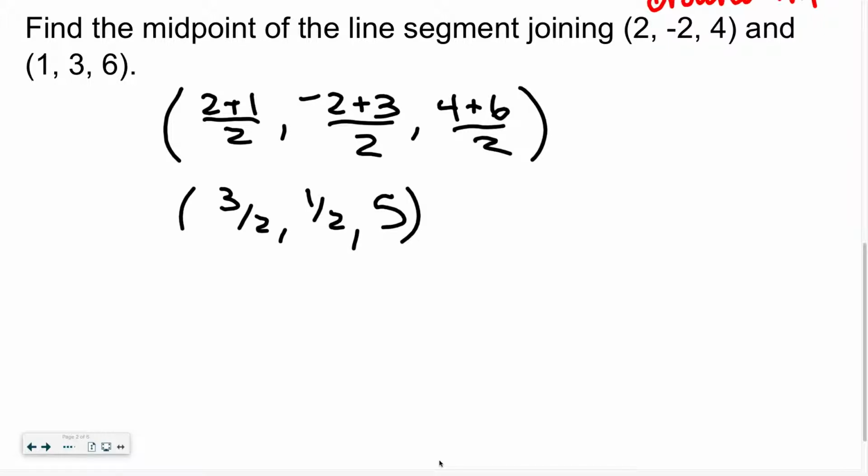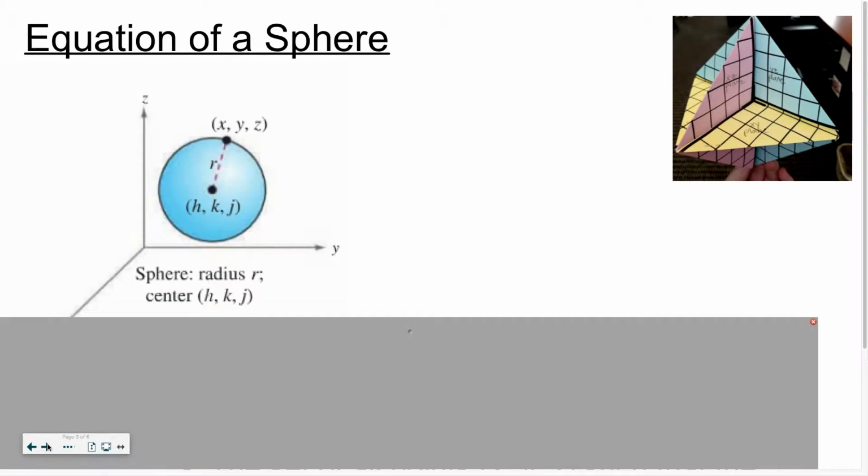Okay, so in preparation for your final exam, you guys are taking your final exam 4th hour on Wednesday of next week. Make sure that you review those formulas before you come in and you know what to do and you know what your answer will look like. All right, next up we're going to talk about the equation of a sphere.